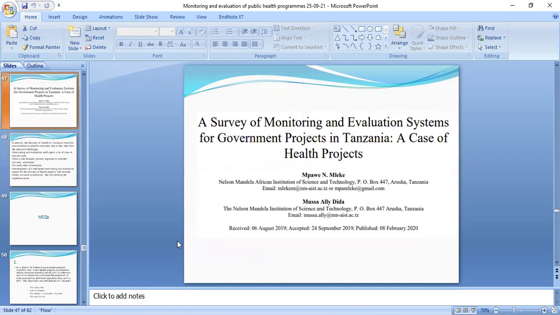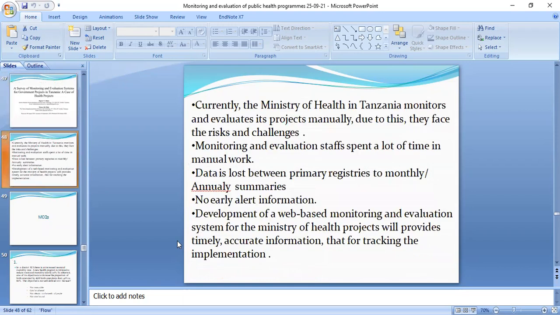The next article is a survey of monitoring and evaluation systems for government projects in Tanzania, a case of a health project. In this article, it is stated that currently the Ministry of Health in Tanzania monitors and evaluates its projects manually. Due to this, they face risks and challenges. Monitoring and evaluation staff spend a lot of time in manual work.